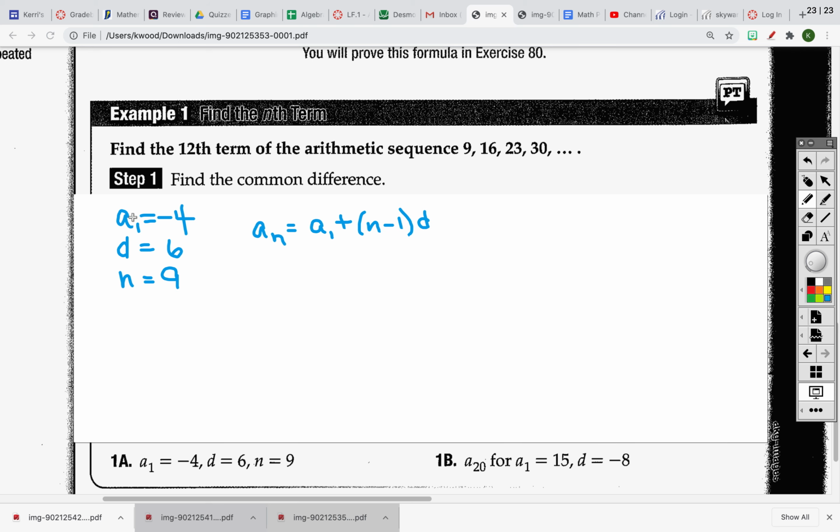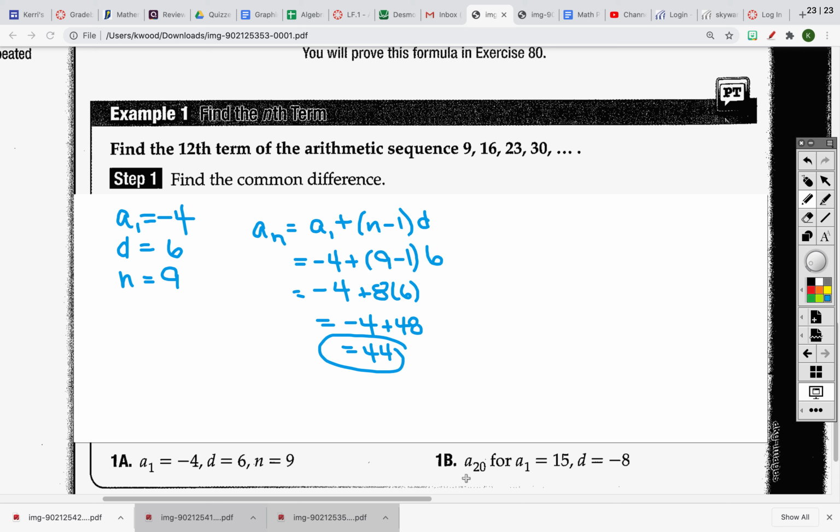Substitute your numbers in. So the first term is -4, so that goes here for the a sub 1. The n is 9, so it goes 9 minus 1 inside parentheses, and the d is 6. That gives us -4 plus 8 times 6. 6 times 8 is 48. This is -4 plus 48. Please use a scientific calculator. It is 44. So the 9th term in this sequence is 44.